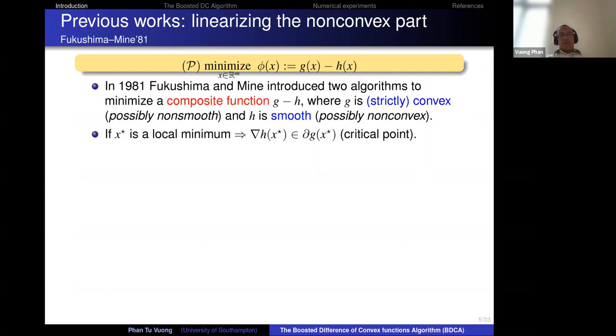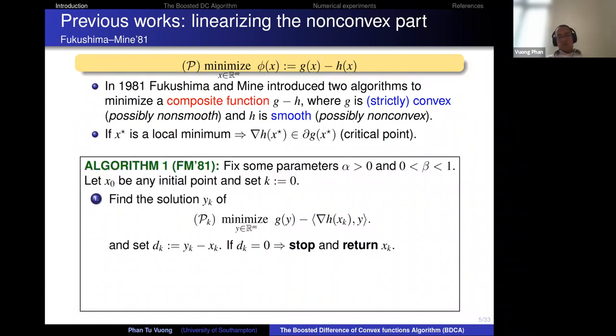In this case, if x star is a local minimum, then the gradient of h at x star is an element of the subgradient of g. So here's the algorithm of Fukushima and Mine. The idea is very simple. Because the objective function is non-convex, at each step we convexify the objective by replacing the non-convex part by its linear approximation. So here we replace h of x by its linear approximation, the gradient of h at xk times y. Solving the subproblem, which is strictly convex here, we obtain the unique solution yk. And if yk equals xk, we stop because we obtain a critical point.